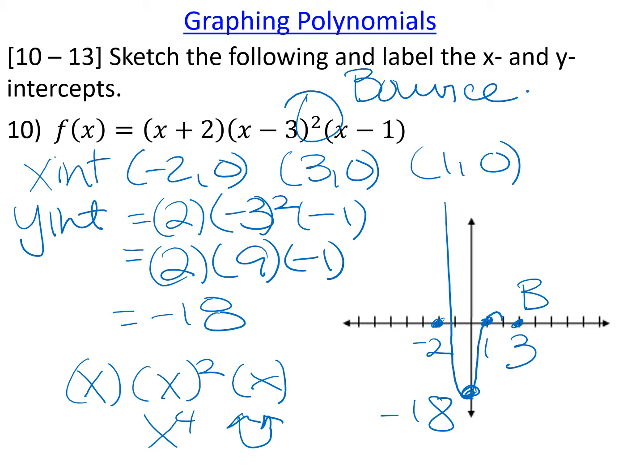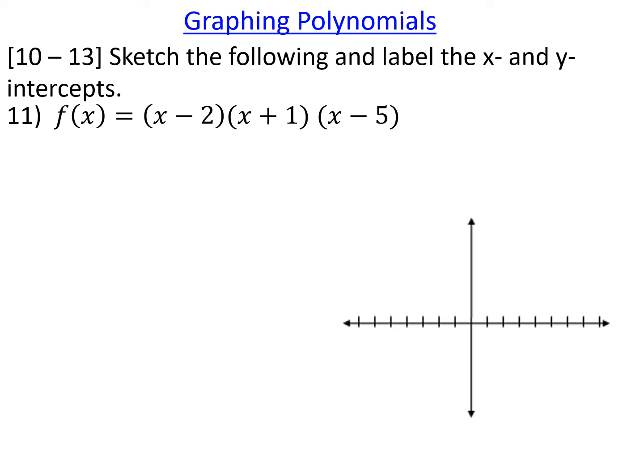Uh-oh. I need to clear that up. That's looking ugly. Try again. Okay, and I kind of missed my intercept there. Just make it a little bit bigger. Looks good.